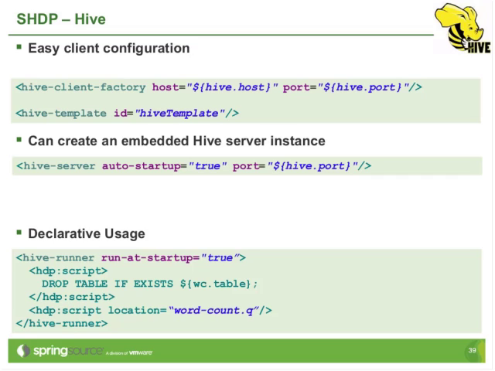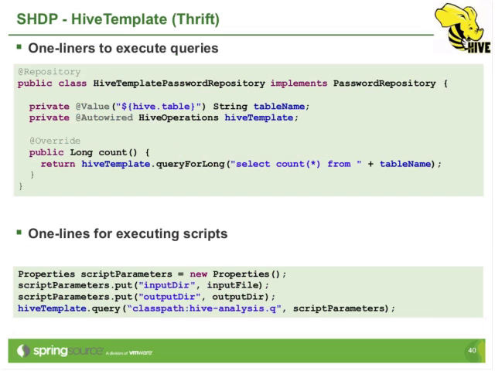In terms of declarative usage, now that you have Hive configured, we have a Hive runner, which you already know what it does. You can set it to run at startup, have pre and post actions. You can declare scripts in there, just like with Pig, nested, literally inline, or you can refer to other scripts using a location, and again, specify any parameters.